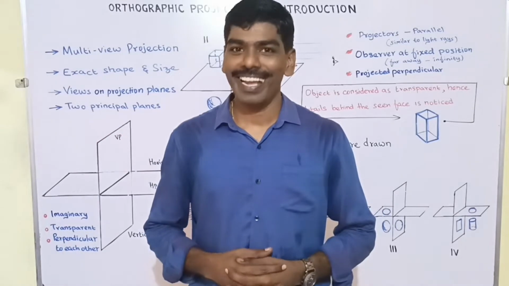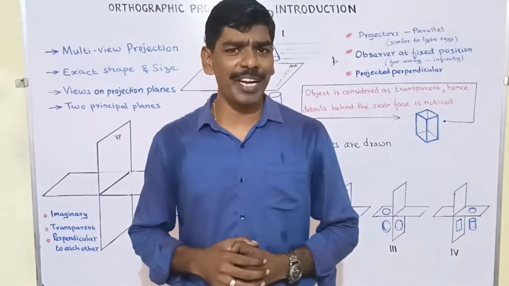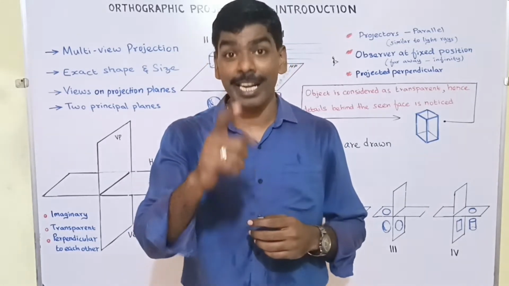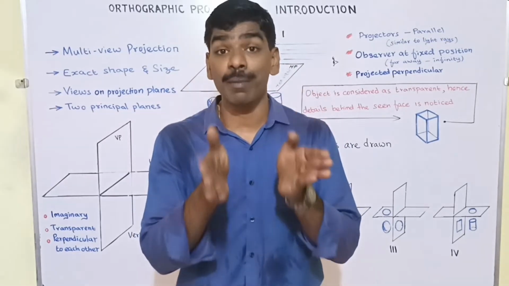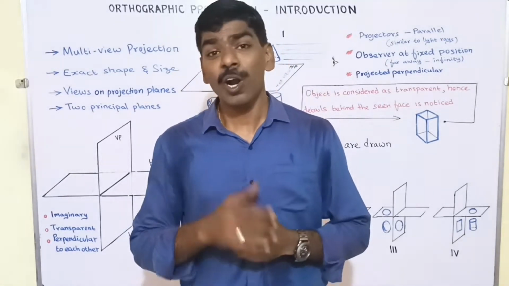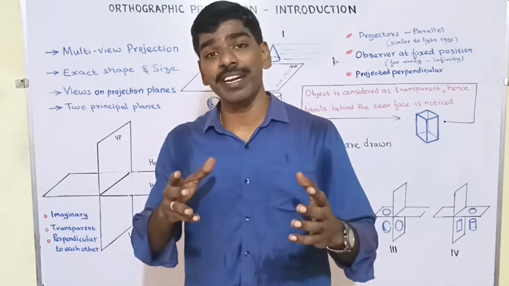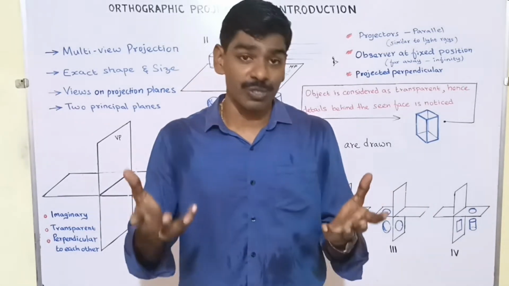Hello everyone. In this video, we are going to see about orthographic projection. In the previous video, we saw about types of projections. Orthographic projection is an important one because we get the true shape and dimension of the object. In order to explain an object in orthographic projection, we may need multiple views. Mostly, we need 2 or 3 views.